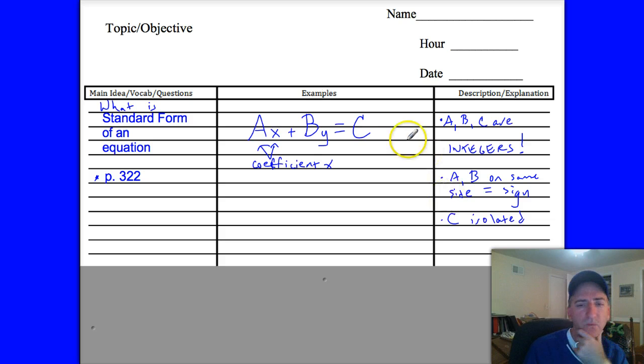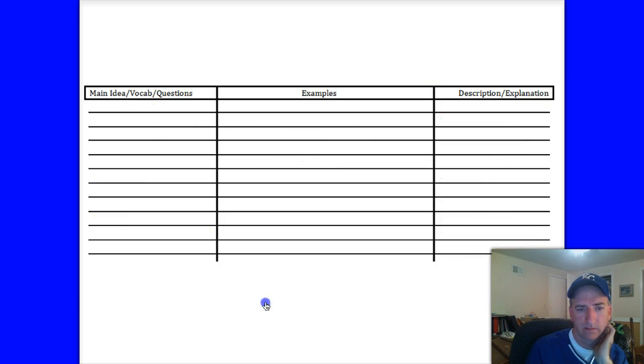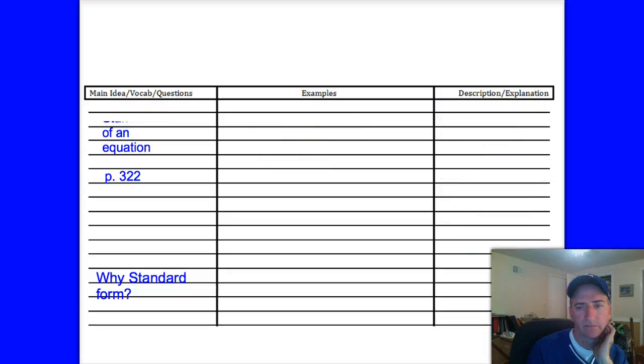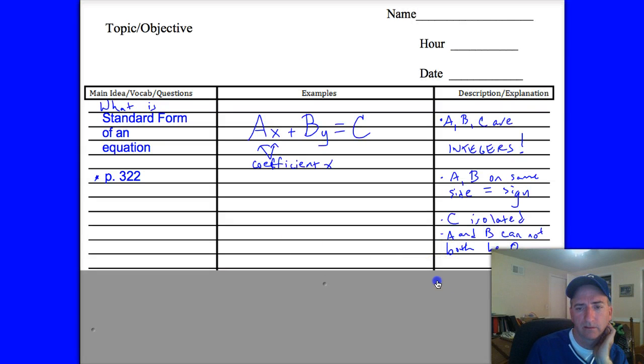All right, here's one other thing, and this is important: A and B cannot both be 0. A and B cannot both be 0. Okay, then one last thing I'm going to squeeze in here. But one of them can be. One can be 0.